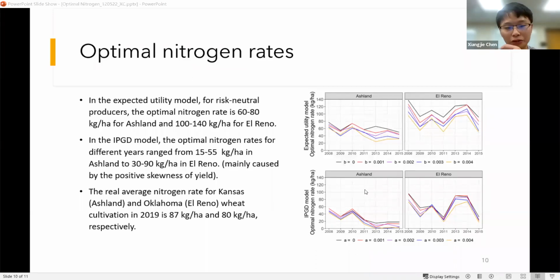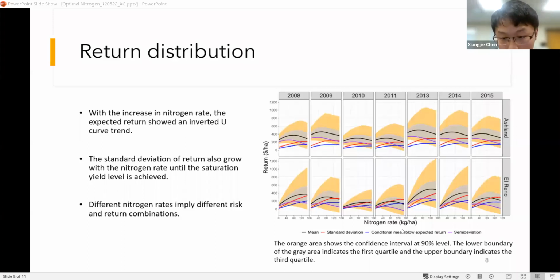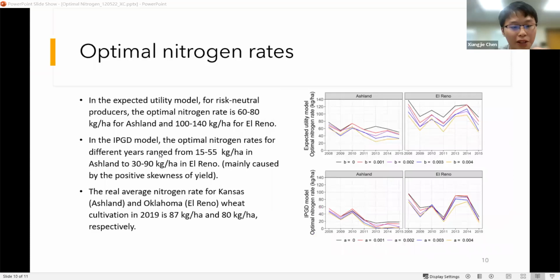And the IPGD model is much lower. For different years in Ashland, the optimal rate is 15 to 55, and in Reno it's between 30 to 19. The reason is that in our case the yield distribution has a positive skewness. That means the curve of the conditional mean below expected return, the green one, would have an earlier top point compared with the total expected return. So in our case, in the IPGD model, the optimal nitrogen rate was lower than the expected utility model.